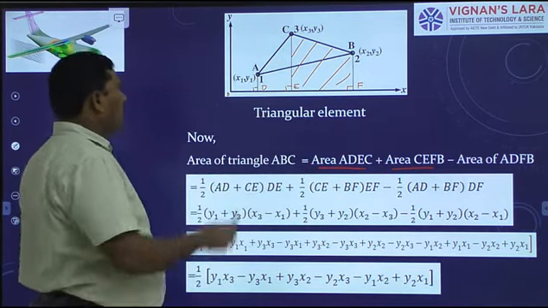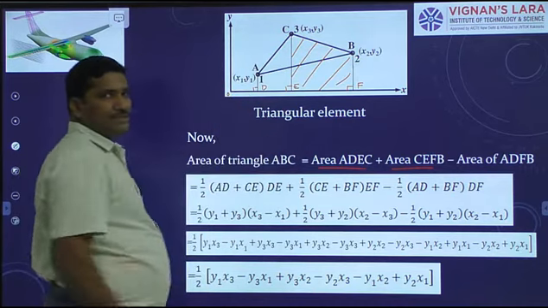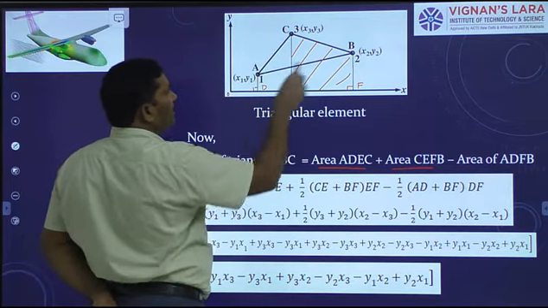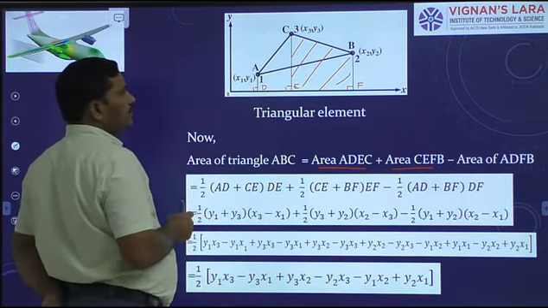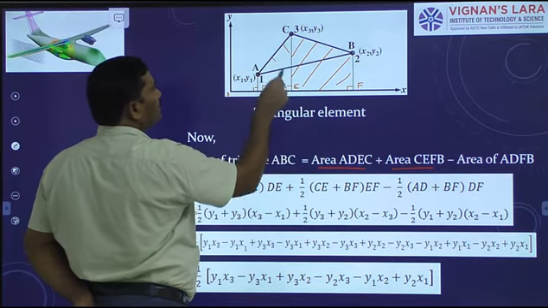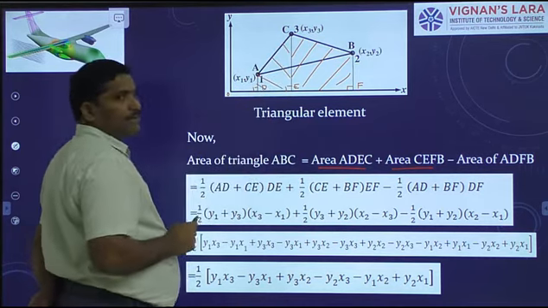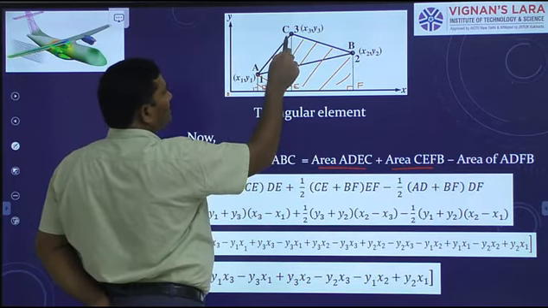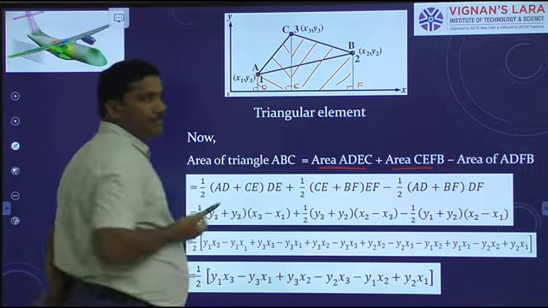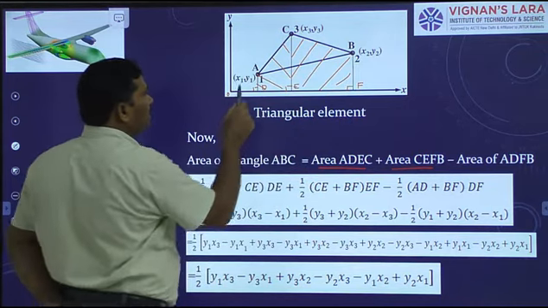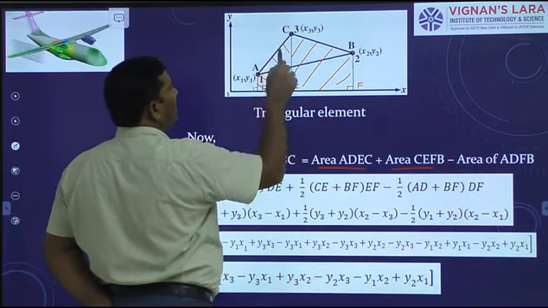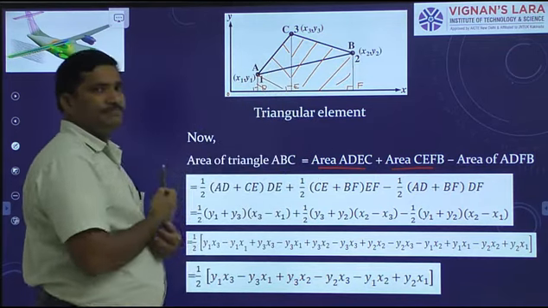Okay, then we get the area of the triangle ABC. Observe carefully. I want the area of the triangle ABC. How do I get it? Area of the triangle ABC equals area of the figure ADEC, plus area of the figure CEFB, minus area of the figure ADFB. Then only I get the area of the triangle ABC.